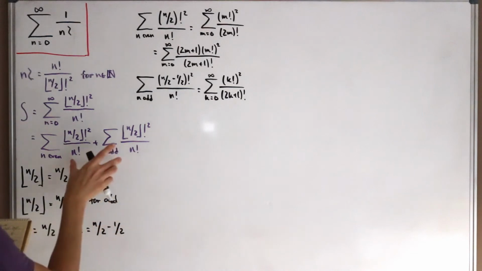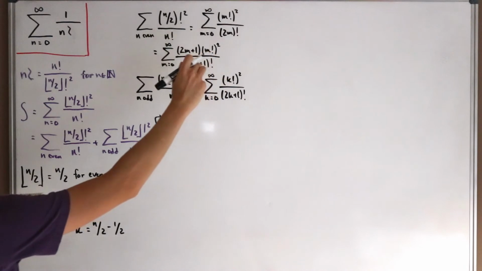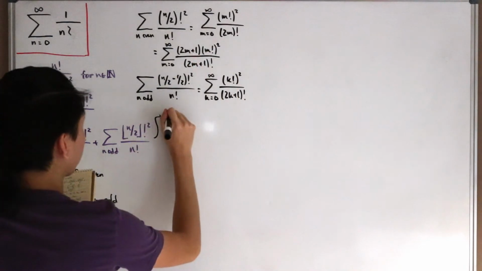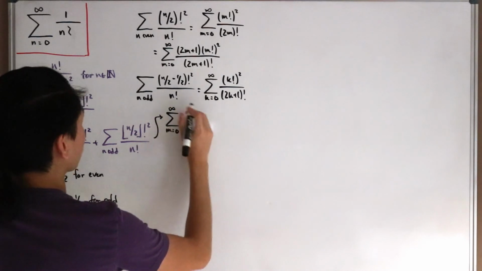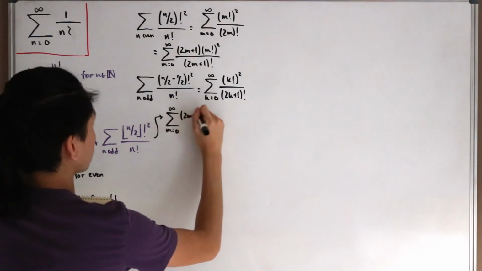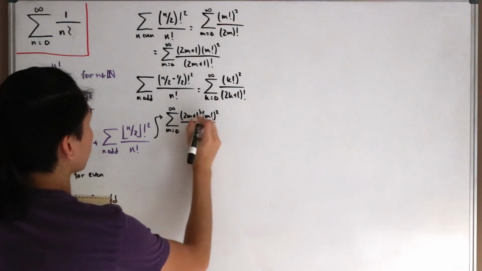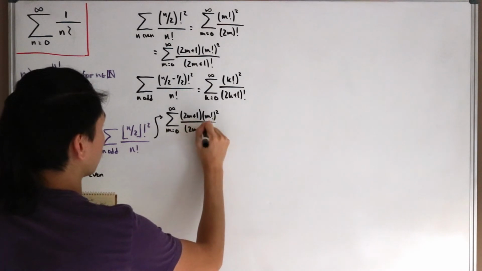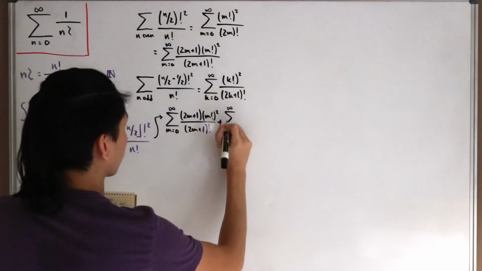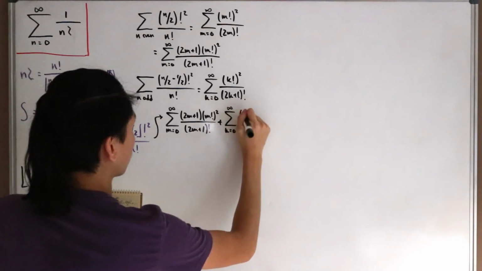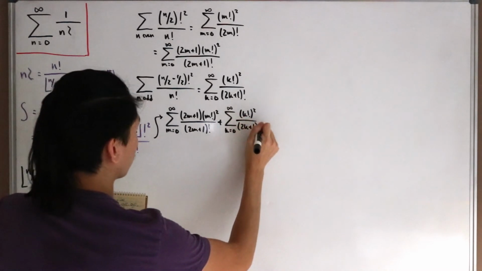So now we can go back to here and write this as our new sum. I'm basically just taking the sum of these two. So that means we have the infinite sum, m equal to 0, of 2m plus 1, multiplied by (m!) squared divided by (2m+1)!, and then add this with the sum over k equal to 0 of (k!) squared divided by (2k+1)!.